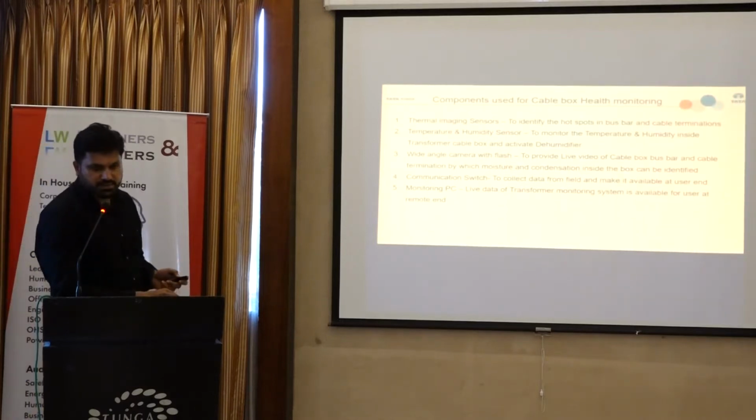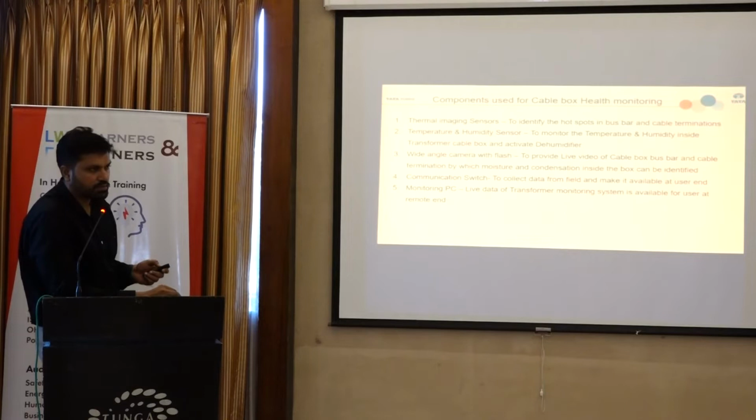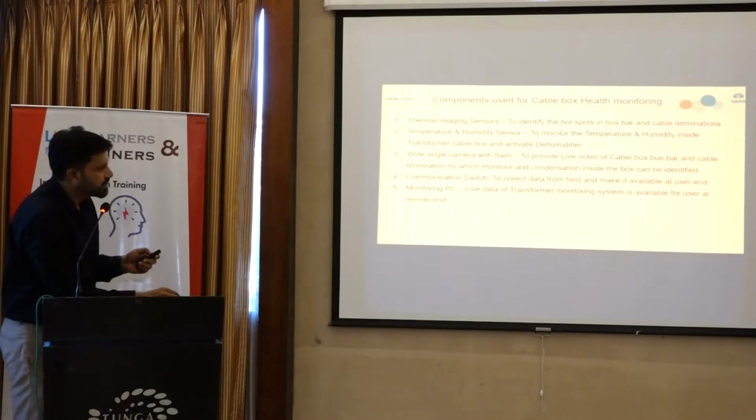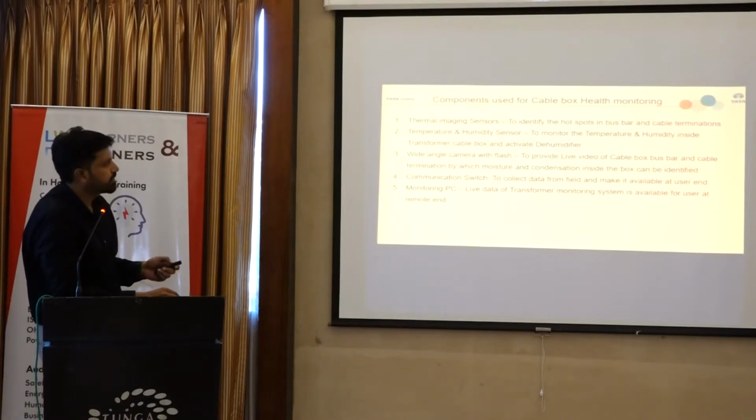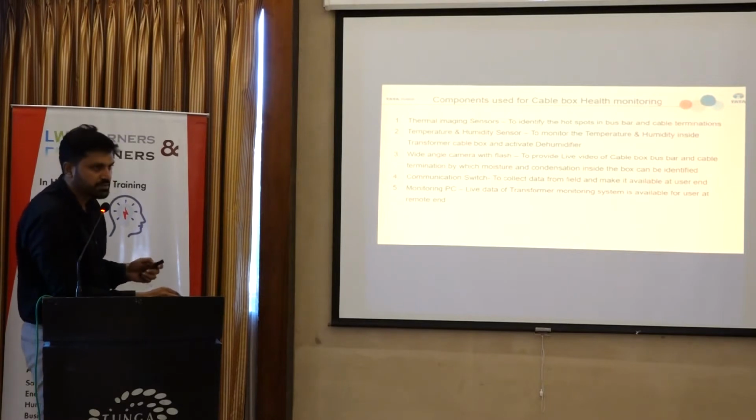The components which we used inside the transformer cable box for the monitoring system: we use thermal imaging sensors to monitor the hotspots inside the transformer cable box. Temperature and humidity sensors to monitor the temperature and humidity inside the transformer cable box and activate dehumidifiers. We also had compact dehumidifiers inside the cable box which will activate once the humidity rises.